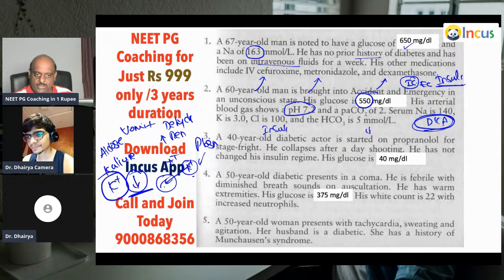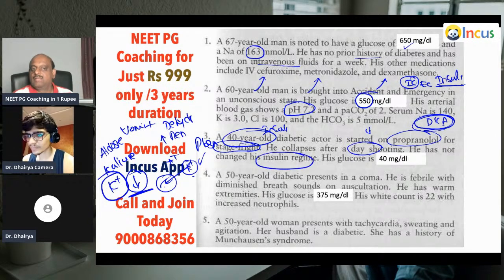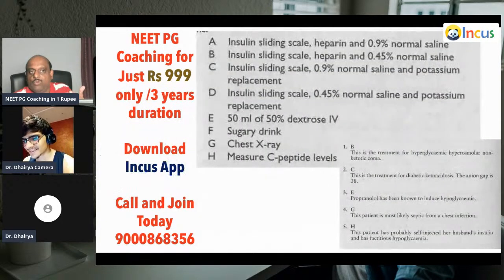Is very, very important to remember. Now, a 40-year-old diabetic actor is started on propranolol because he has stage fright. He collapses after a day of shooting. He has not changed his insulin regime. His glucose is 40. So, what is the cause for collapse and how do you manage?